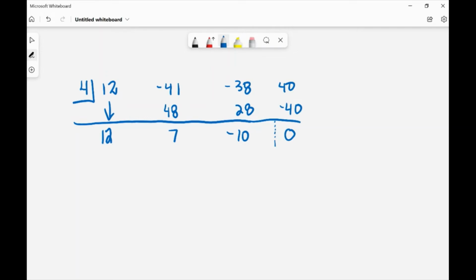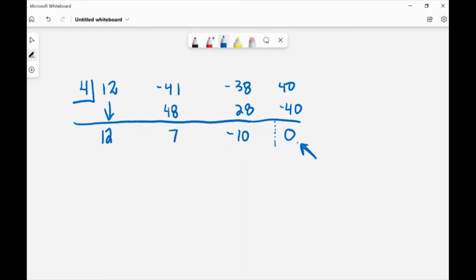All right. How do we know that 4 is really a 0? I know we looked at the graph, but this confirms that 4 is a 0. How do we know that? The remainder is 0. All right. Very good. So here's what we have so far.